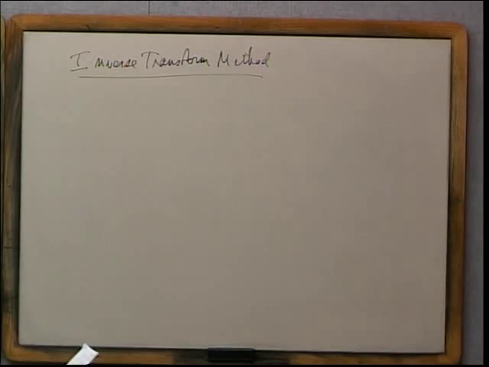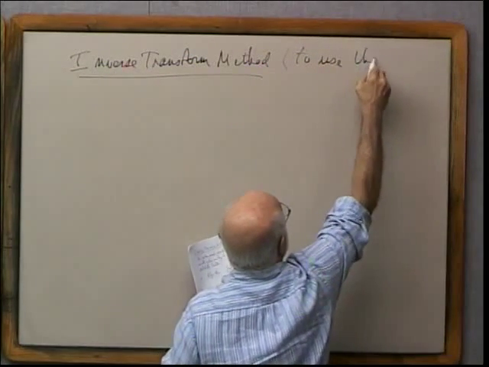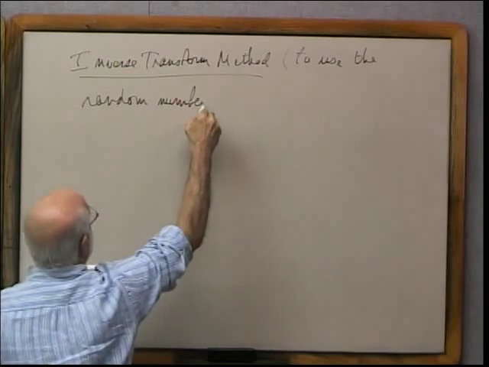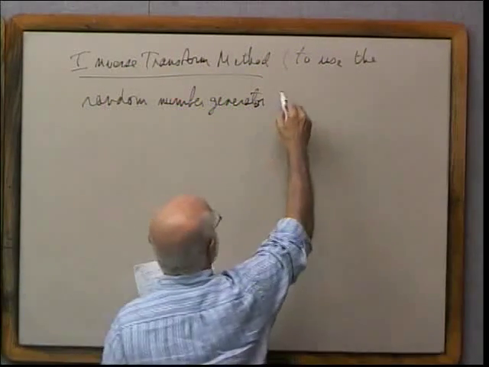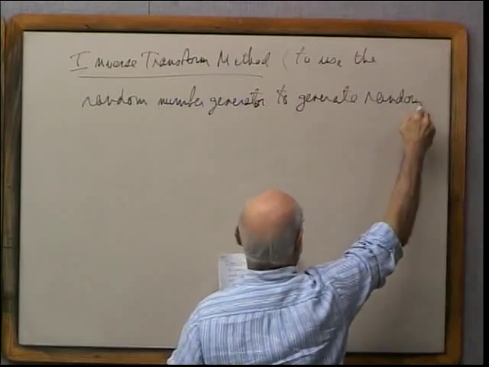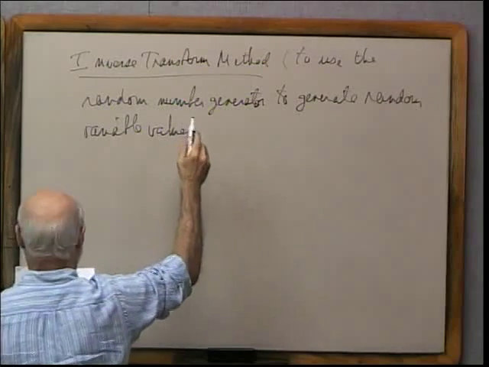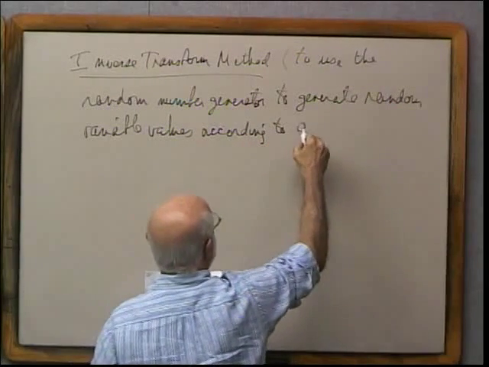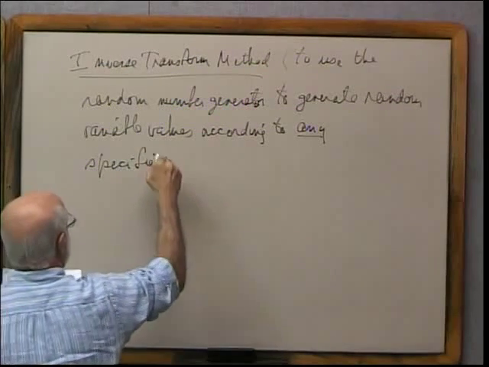So the inverse transform method is for using the random number generator, which the computer has built in, to generate random variable values according to any specified distribution function.